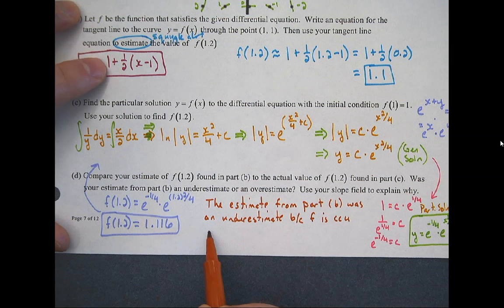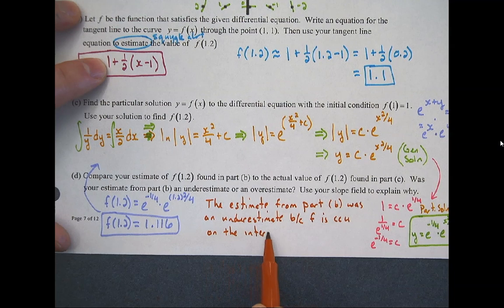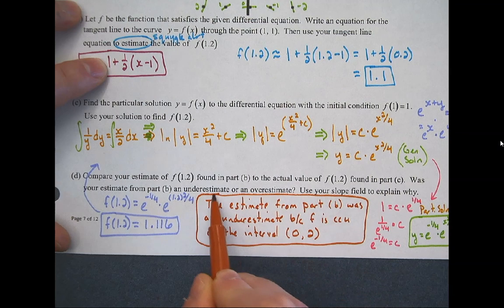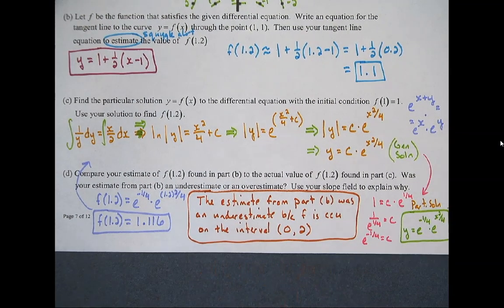How about on the interval 0 until 2? That gets me something decent, I guess. I didn't mention the slope field, so I'd lose a point there. How would I talk about that? I have to look at the second derivative. I might have to look at the second derivative. I'm not sure, so, sorry.